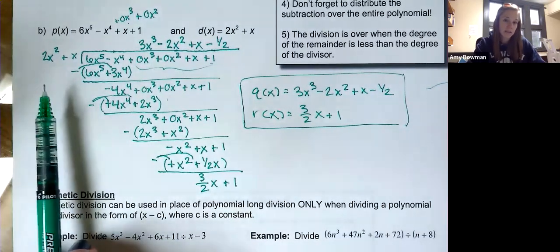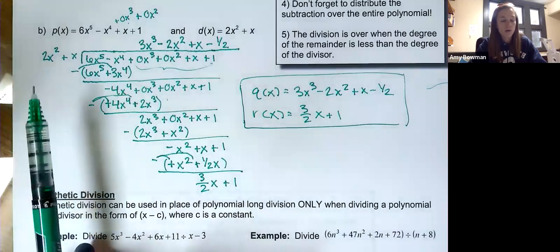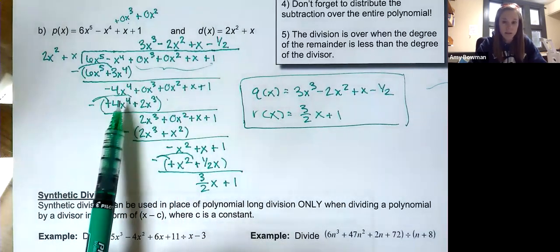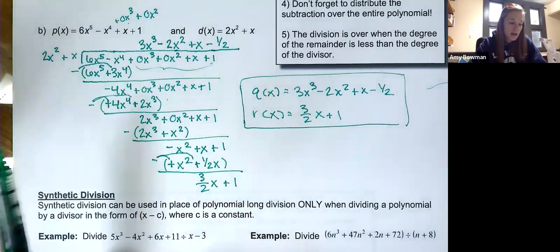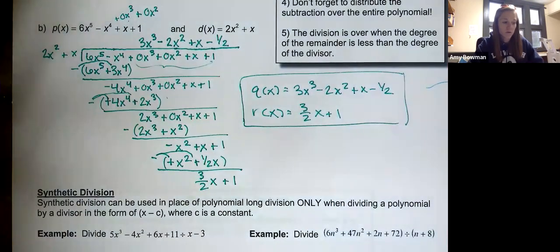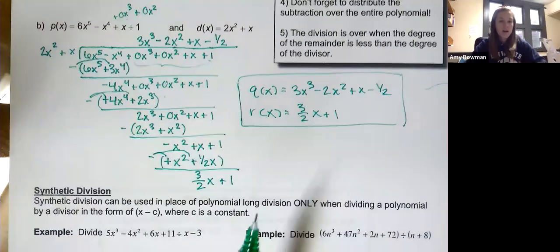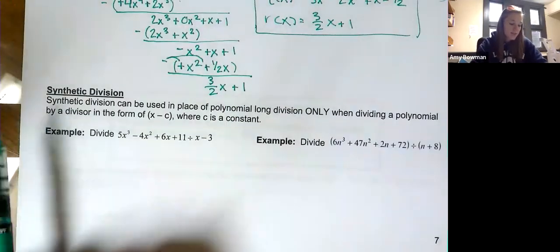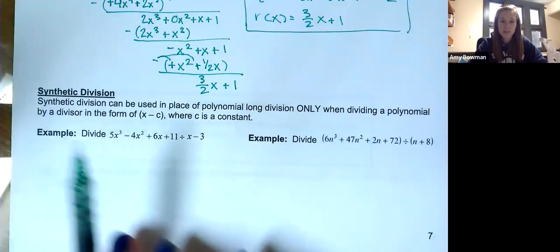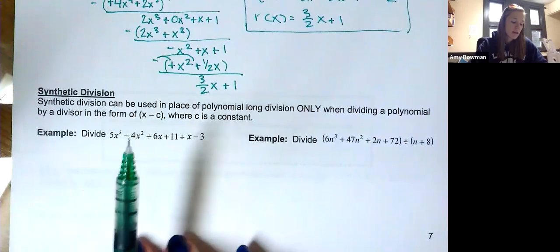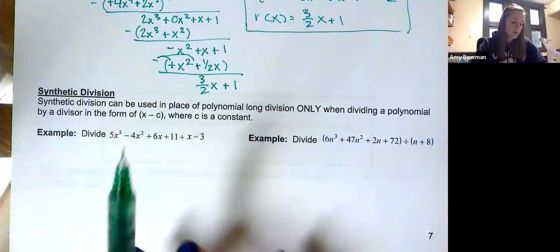It's tedious and small errors happen all the time, especially with positives and negatives and just subtracting or adding the wrong way. So don't try and rush through this too much. But that's polynomial long division. I am going to show you a great shortcut called synthetic division that we can use when dividing polynomials by a certain type of polynomial.